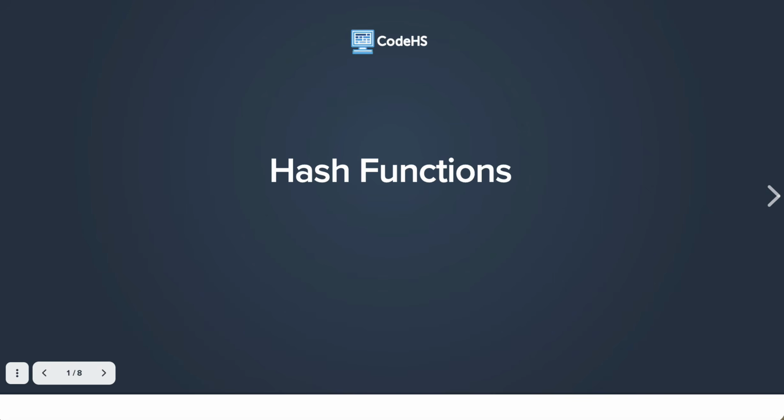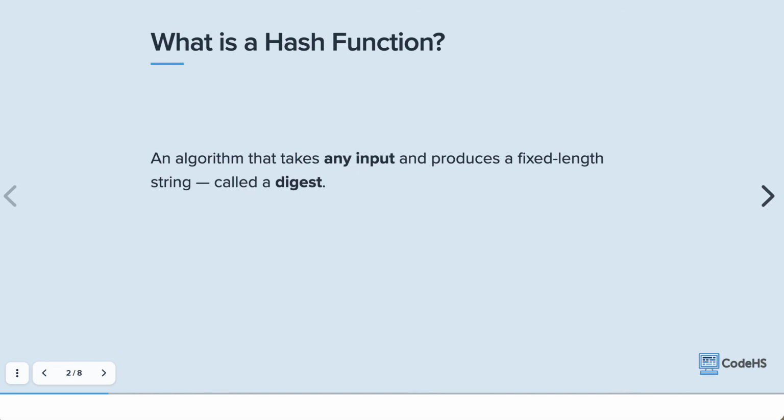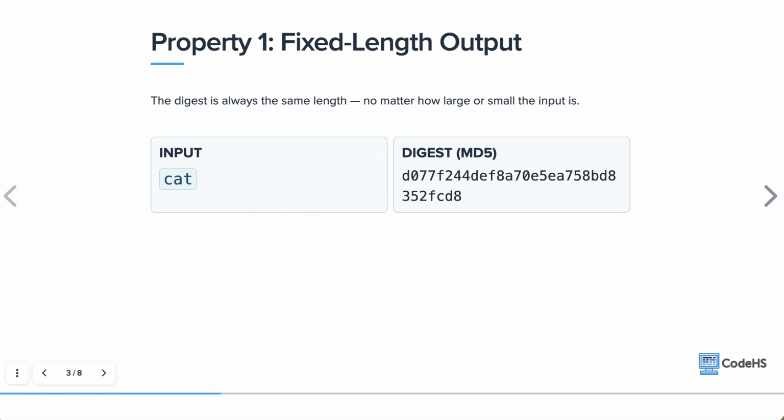In this video, you will learn what a hash function is and 4 key properties that make it useful. A hash function is an algorithm. You feed it any input, a word, a file, a whole database, and it returns a fixed length string. That output is called a digest. Input goes in, digest comes out. That's the core idea. Here's the first big property, fixed length output.